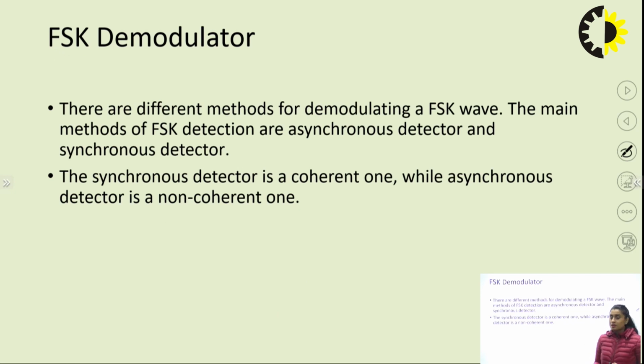Right. Now if I talk about how such generated FSK can be demodulated, let's talk about the demodulation part. What other types of FSK demodulators do we have? There are different methods for demodulating an FSK wave. The main methods of FSK detection are asynchronous and synchronous. Asynchronous means my receiver will have no knowledge about the transmitter, and in case of synchronous detection, it should have some knowledge about the transmitter, right? The synchronous detector is a coherent one, while asynchronous is a non-coherent one.